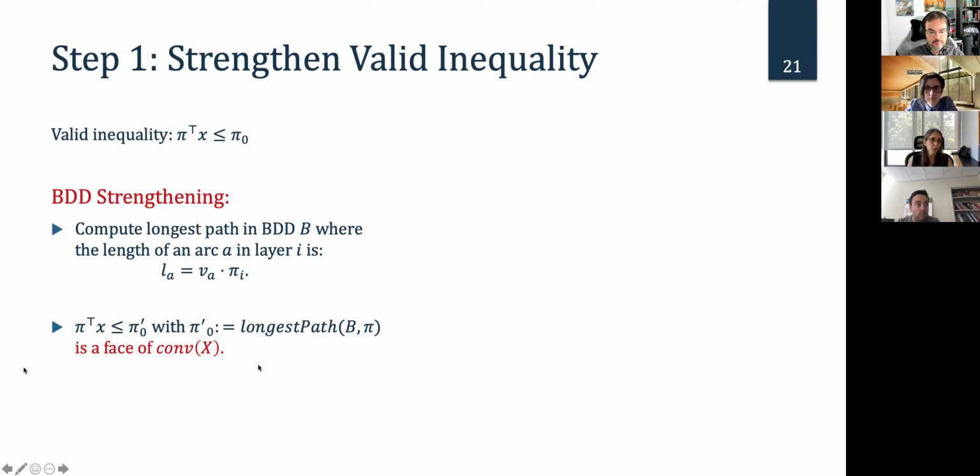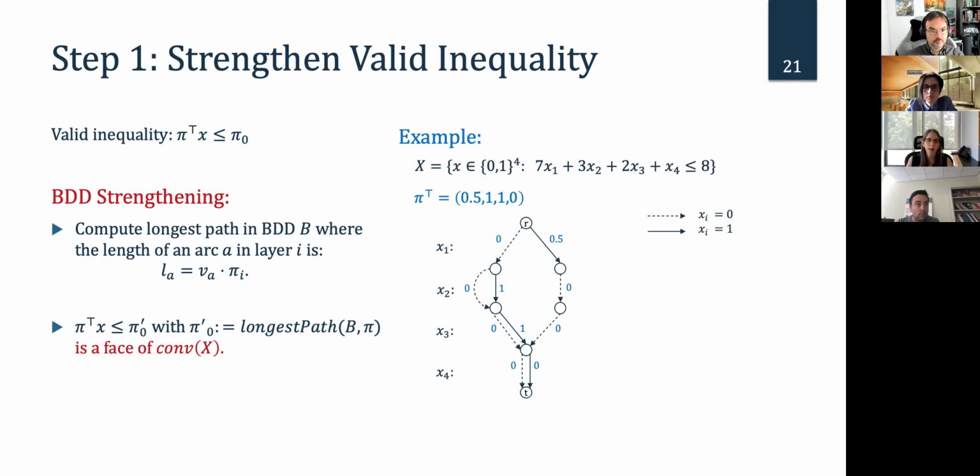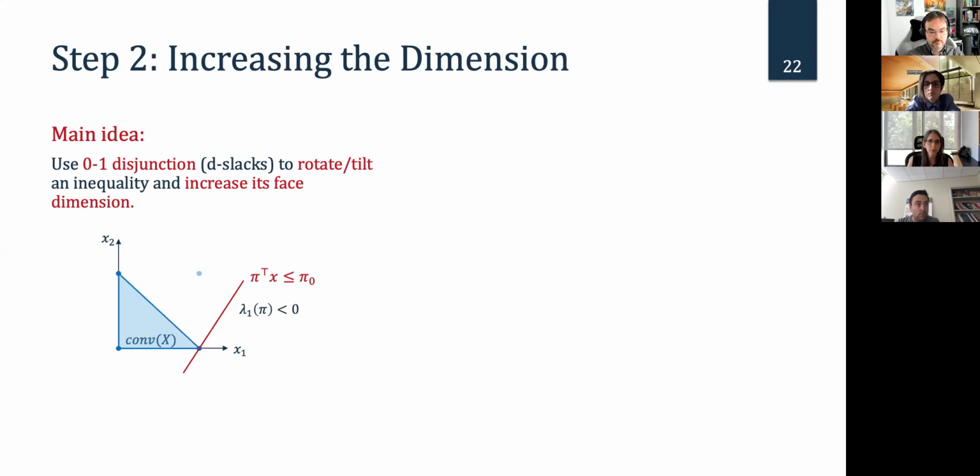And then what we do to strengthen the cut, this is very simple. It's just that this pi 0 is going to be actually the value of this longest path. So that will guarantee us that we're actually touching the convex hull. We get a phase of the convex hull. So this procedure is very general, it's nothing new, and it can be done both for VDDs or MVDs, discrete or binary values.